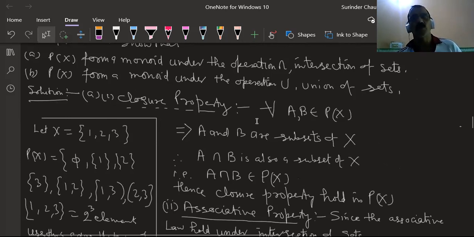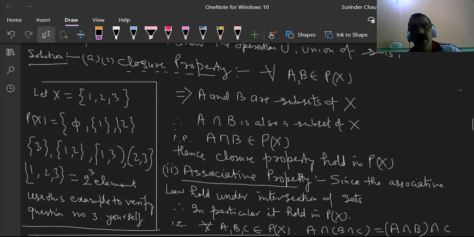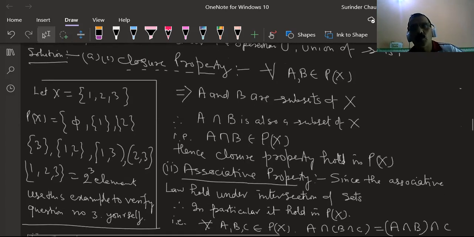So the closure property: for all A, B belongs to Px, two sets A and B belong to Px, which implies both are subsets of X. Yes, if they are subsets of X, because Px is the set of all the subsets of X, all the possible subsets of X, therefore their intersection is also a subset of X. This implies A intersection B also belongs to Px. Hence closure holds in Px.